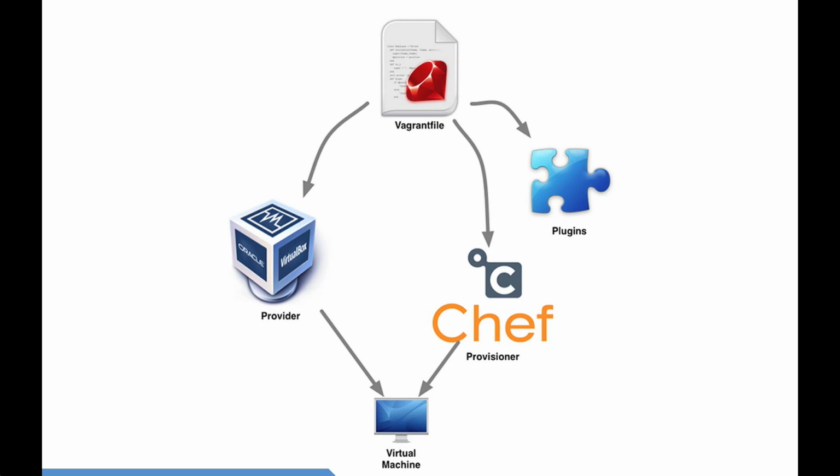Vagrant is written in Ruby, and the Vagrantfile uses Ruby syntax to a certain extent, so you'll actually be able to write Ruby code in it if you want to do something more complicated than just the default setup. Vagrant works with three main things, I will say: providers, provisioners, and plugins.